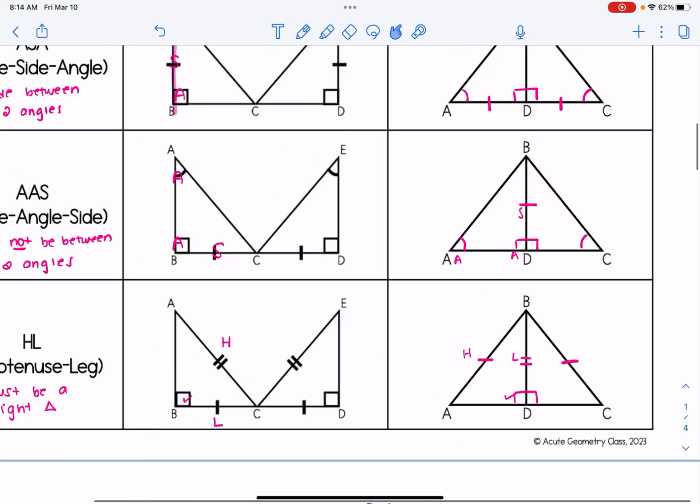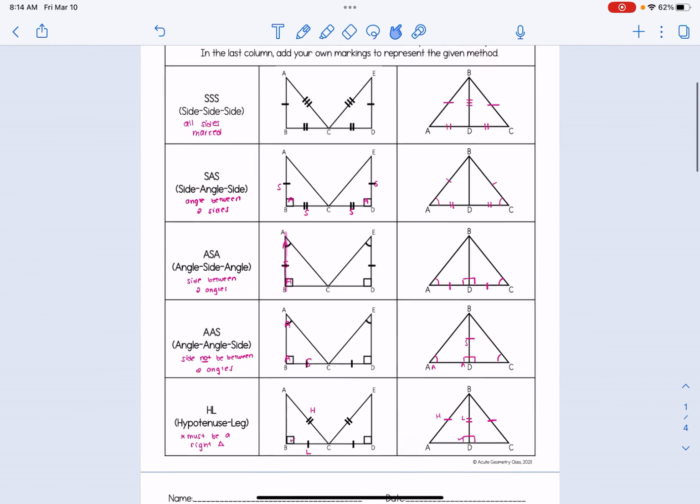So those are our 5 methods by which you can prove triangles are congruent. If you are looking at a diagram and you do not have one of these methods, okay, there's a couple things there. It could mean that you marked something off incorrectly, or it could be you just don't have enough information for the triangles to be proven congruent to one another.